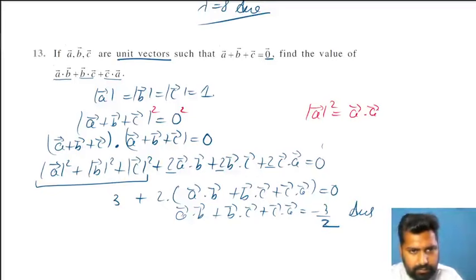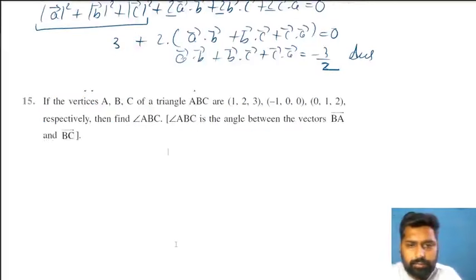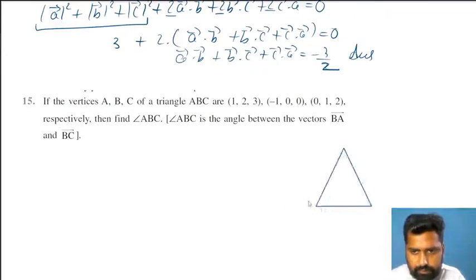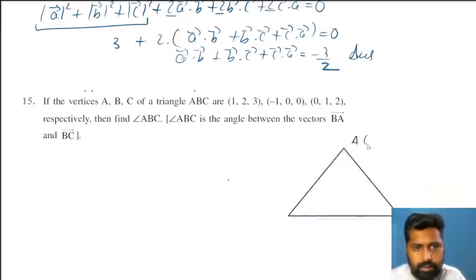Let's look at this question. It's saying there are 3 vertices of the triangle. You have to find angle ABC, and their coordinates are given in 3D. Okay. The coordinates are A is 1, 2, 3, B is minus 1, 0, 0, C is 0, 1, 2.